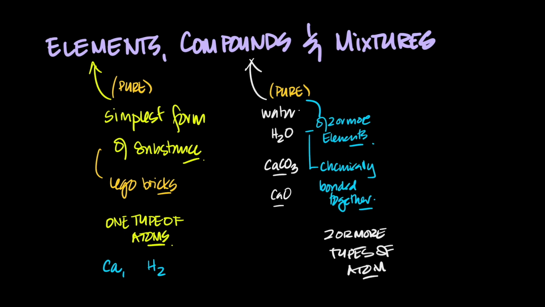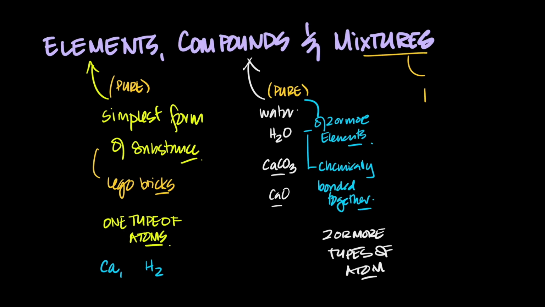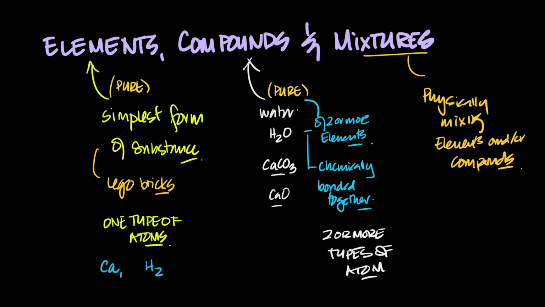What makes mixtures different is that it can be a mix, physically mixing. You're literally not chemically combining, you're physically mixing elements and or compounds. And they can mix in variations. So, for example, air is a mixture. It has oxygen, nitrogen, carbon dioxide, and all the gases mixed together.